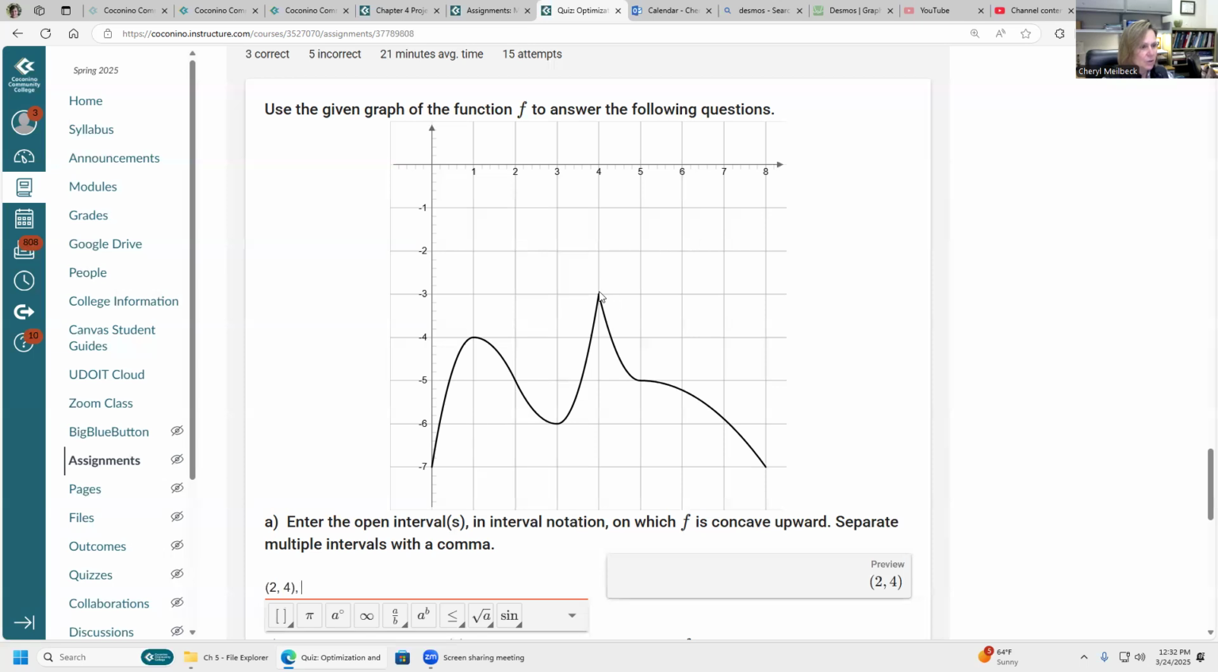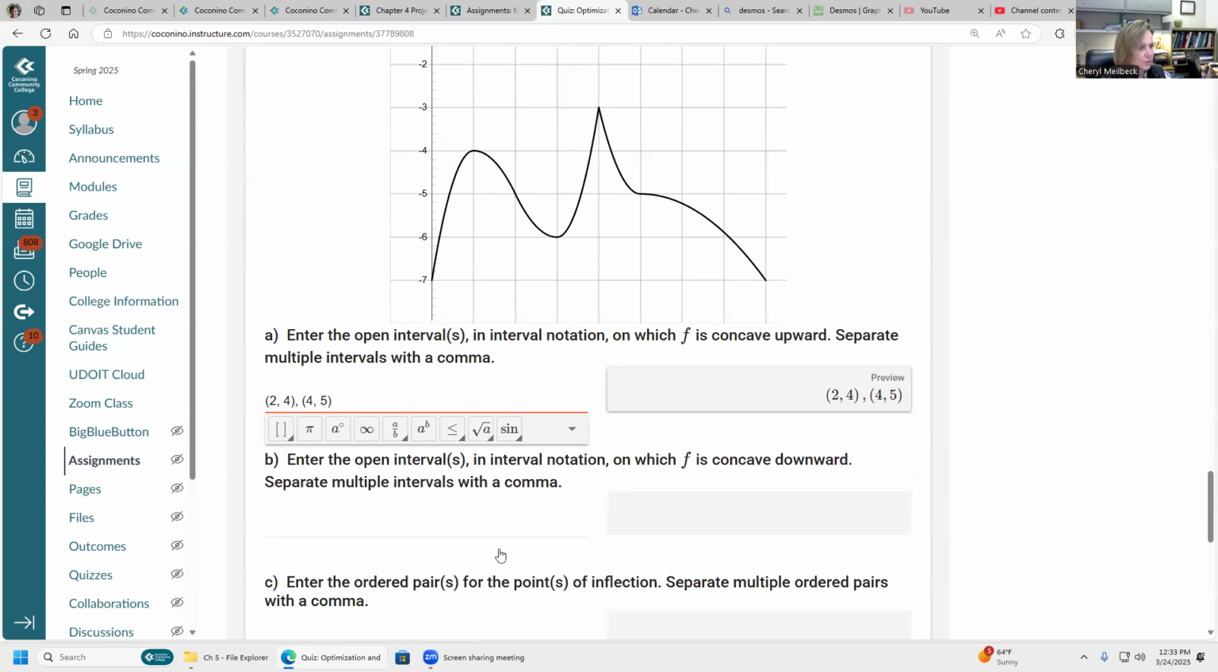And then it looks also here like we're concave upward from 4 to 5. So we separate that with a comma. These are not ordered pairs. These are the intervals from x is 2 to x is 4 where we're concave up. Those are intervals.